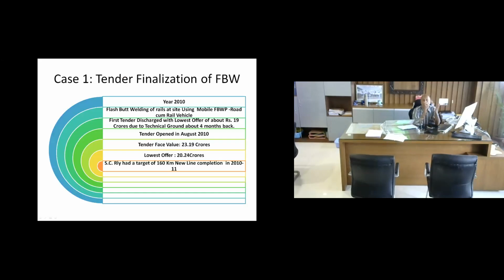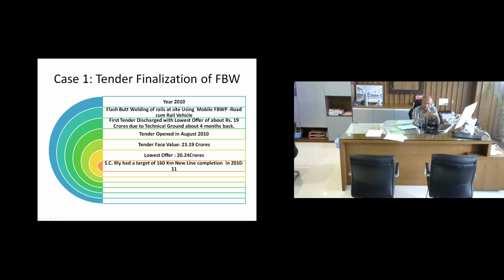Okay, I'll give you a background of this case before I go to the slides. Flash butt welding, I hope people know about flash butt welding plant. As I was discussing, one of the methods of welding of rails is aluminothermic welding, which is done at site, and that is a portable foundry process.